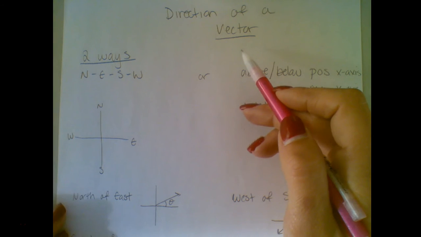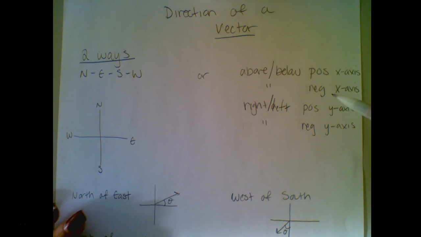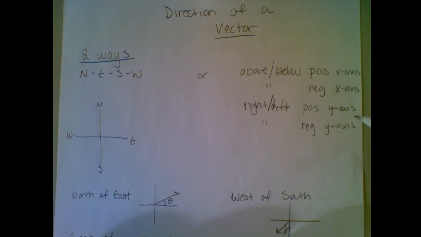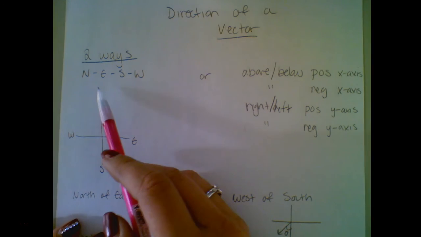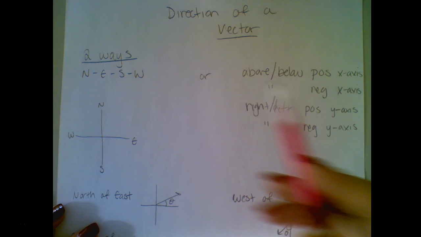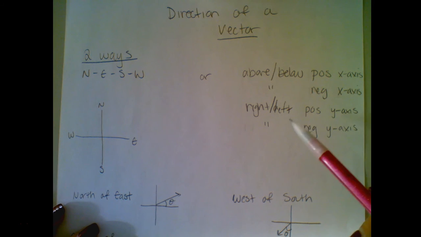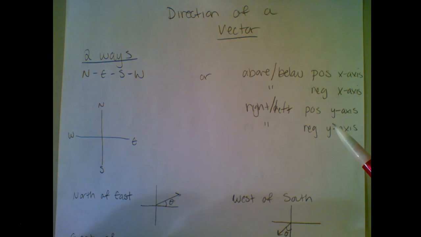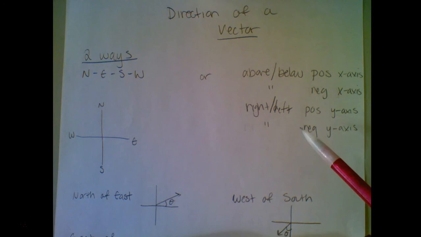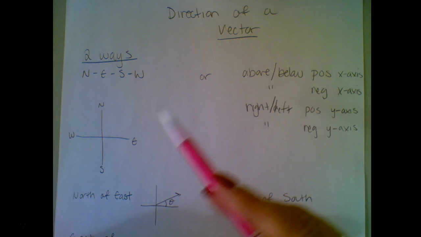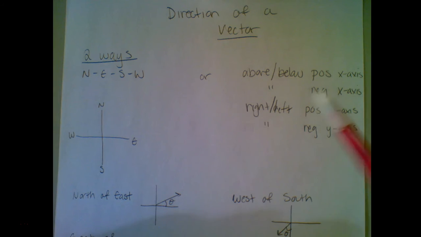So, directions of a vector. There are like two, maybe three, you could argue, ways to specify the direction of a vector. So we can use north, east, south, west, or we can use above or below the positive x-axis, above or below the negative x-axis, to the right or left of the positive y-axis, and then to the right or the left of the negative y-axis. The only other one I can think of is either above or below the horizontal, but that's not as specific because then you don't know if it's above or below the positive x, the negative x, or where it is. So these are the safe ones to use, either northeast, southwest, or you can use reference to the axes.